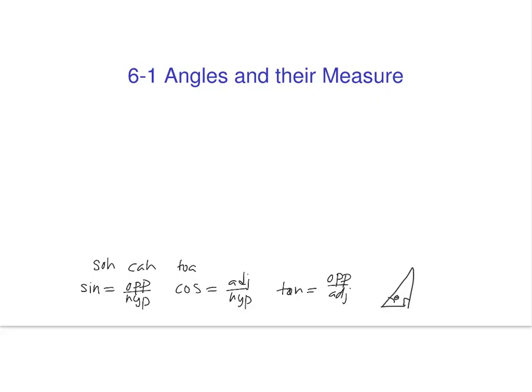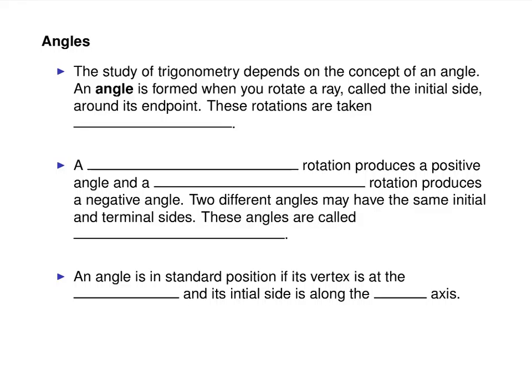Okay? So, there are two measurement systems for angles. The one that you're probably most familiar with is degrees, right? There's another system called radians. Did anybody learn about radians in school? A little bit? Okay.